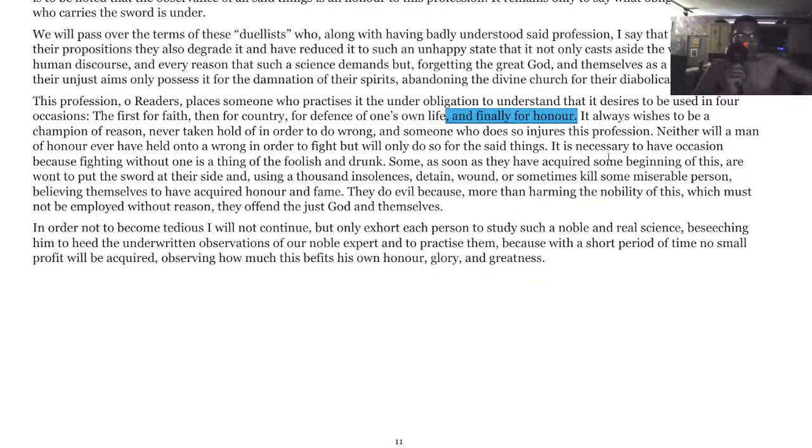It will always wish to be a champion of reason, never taking hold to do wrong, and someone who does so injures this profession. Neither will a man of honor ever hold on to wrong in order to fight, but will only do so for just things. It is necessary to have an occasion, because fighting without one is a thing of the foolish and drunk.